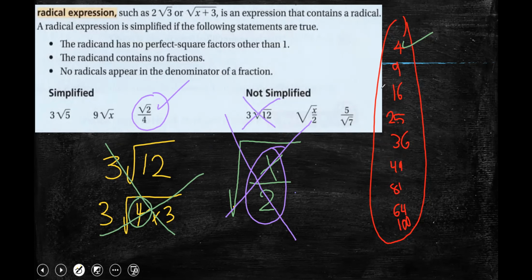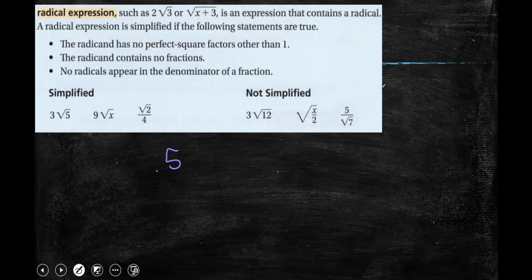Now the last one, 5 over square root of 7. Look at the square root. Where's the square root? It is this one. What about the number here? Is it a perfect square number? No. Does it contain a fraction? No. Is the radical number in the denominator? Yes. So because of that, I will say this is not a simplified expression.